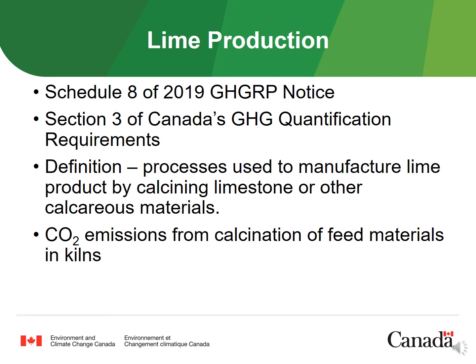Lime production reporting requirements are contained in Schedule 8 of the 2019 GHGRP notice, and prescribed quantification methods are included in Section 3 of Canada's Greenhouse Gas Quantification Requirements document. Lime production is defined as processes used to manufacture lime product by calcining limestone or other calcareous materials. These processes emit carbon dioxide from the calcination of feed materials in kilns. Note that while not discussed in this video tutorial, fuel combustion and flaring reporting requirements are applicable to lime facilities as well. These requirements are discussed in a separate video tutorial.